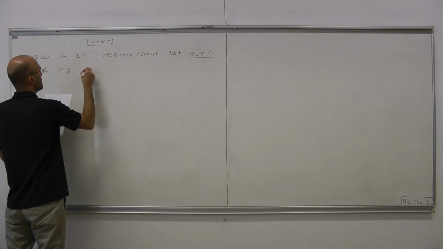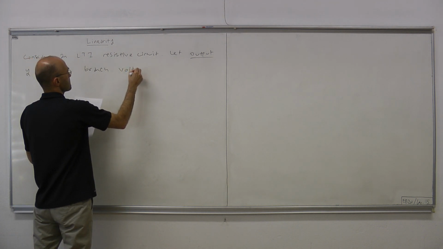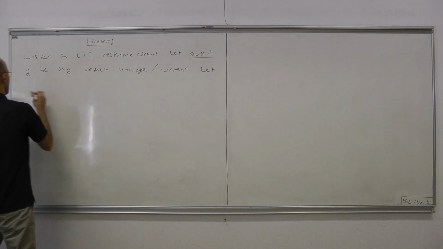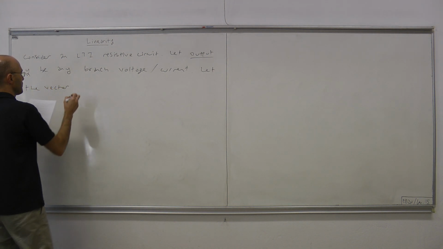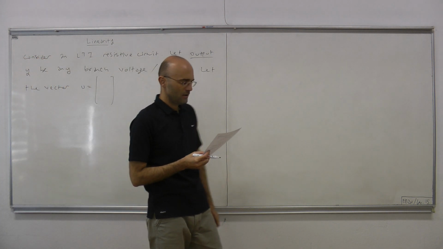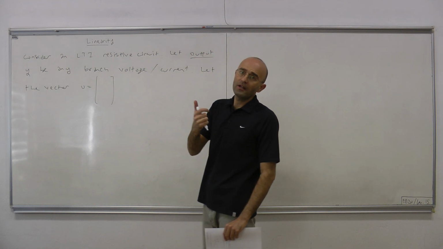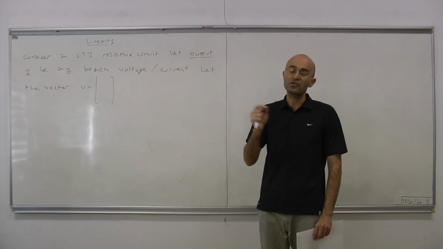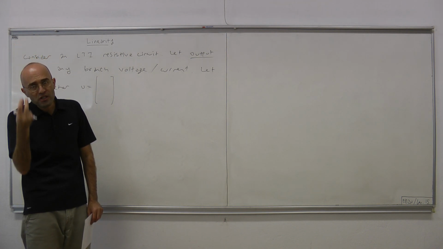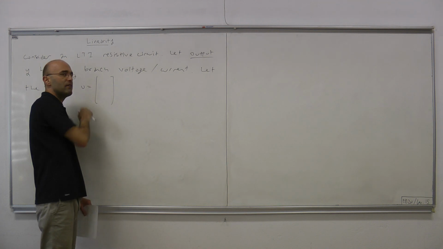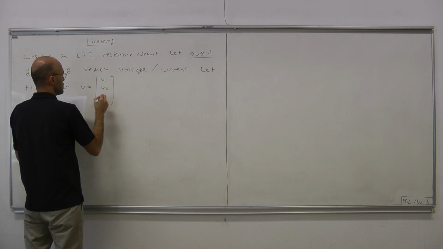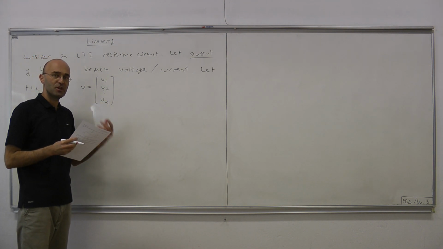any branch voltage or any branch current, and let u be the input vector. Here we're defining the input vector as follows. We consider all the voltages provided by the independent voltage sources together with all the currents provided by independent current sources as our individual inputs. Then we take all those individual inputs, stack them in a vector, and we call that vector our input vector for the circuit: u1, u2, up to un. Suppose that we have n such signals.